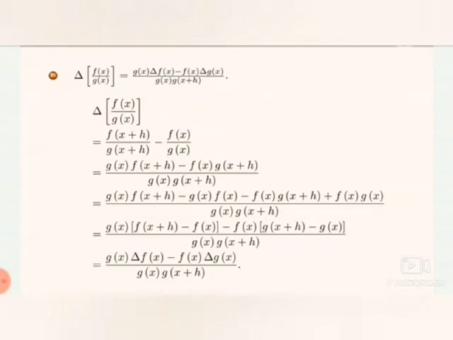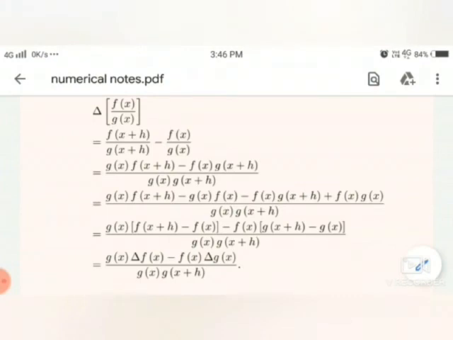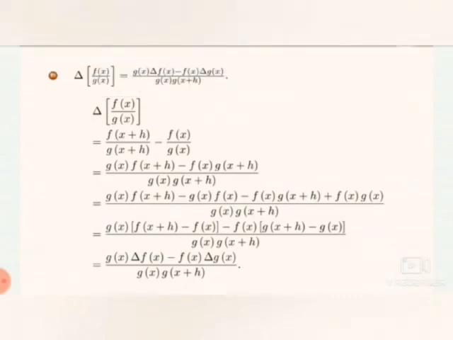Okay, so first apply the formula, then take a cross multiplication. From the first numerator f of x plus h, multiply the second denominator g of x, minus the second numerator f of x, multiply the first denominator g of x plus h. That is the cross product. So g of x into f of x plus h minus f of x into g of x plus h, divided by both denominators, which are g of x into g of x plus h.